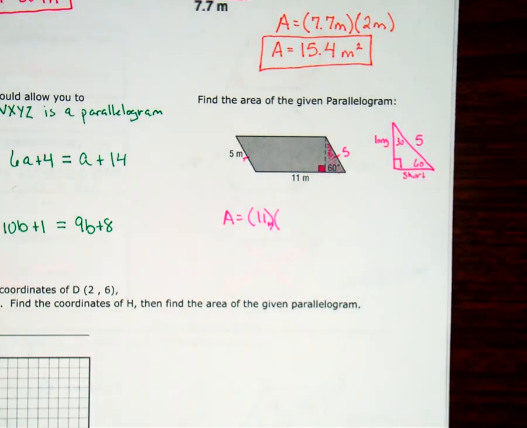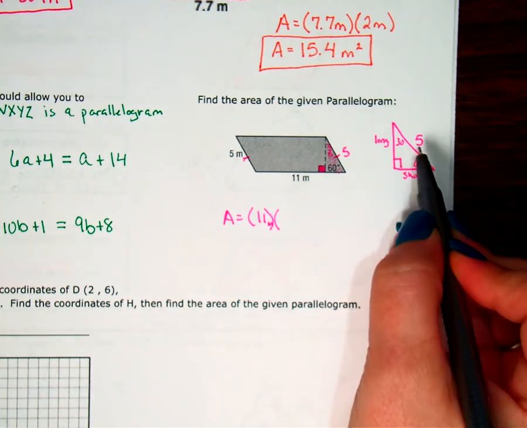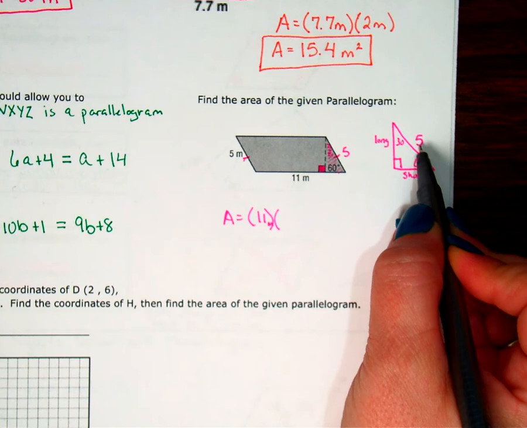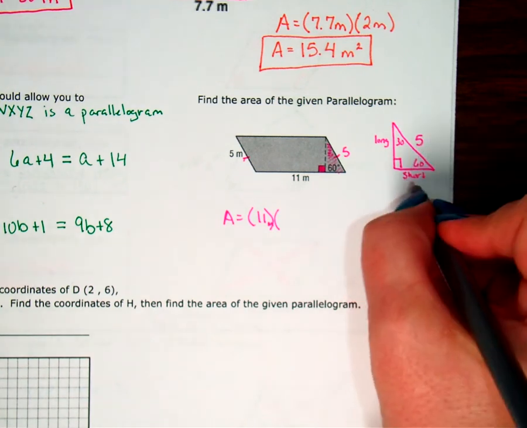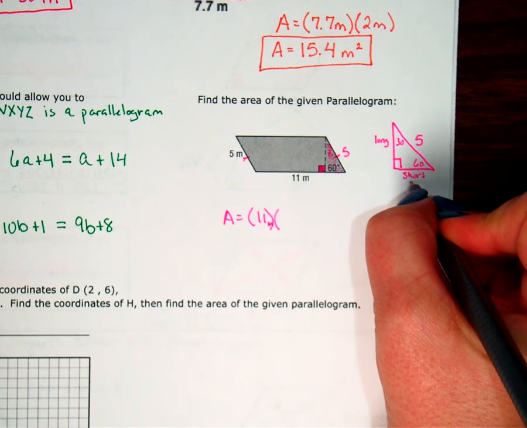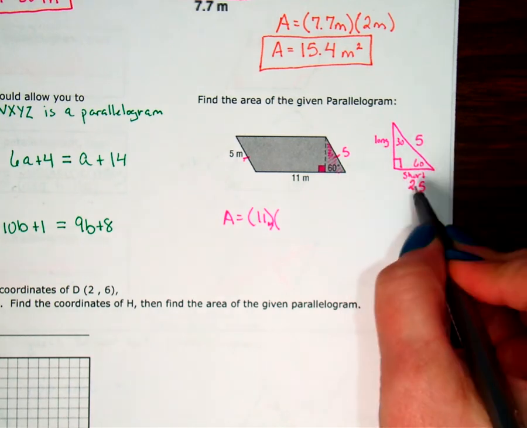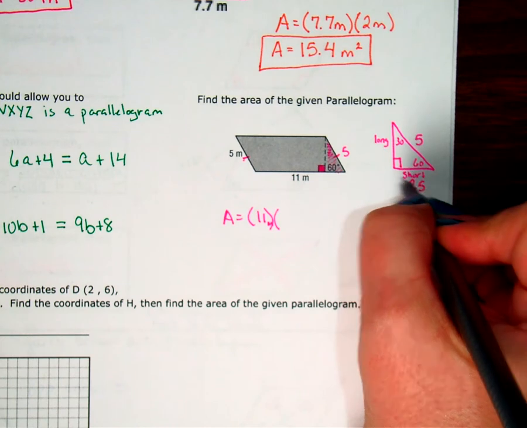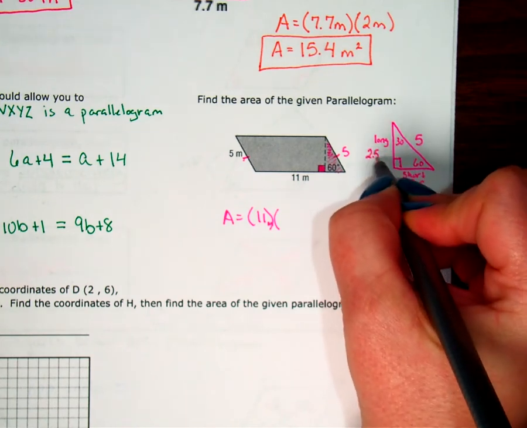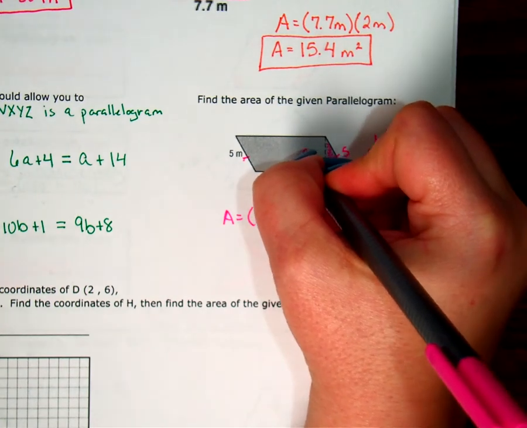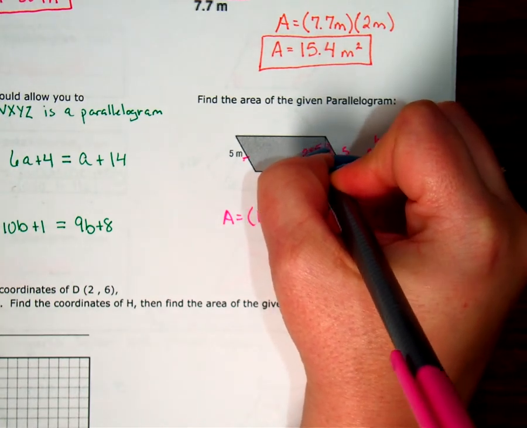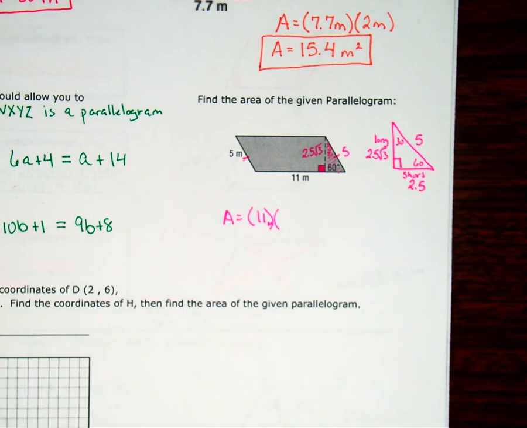Now I have two options. I can use trig or I can use my special rights. If I know my special rights, it's going to go a little faster because I just use the pattern. My hypotenuse is twice my short leg, so my short leg here is 2.5. And my long leg is the 2.5, the short leg, times the square root of 3. So this height is 2.5 square root of 3.